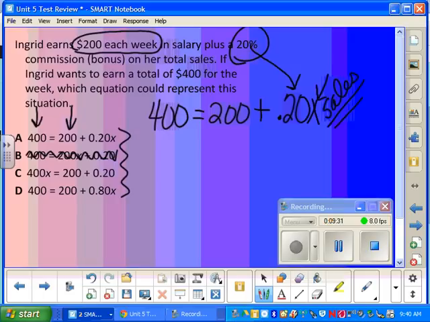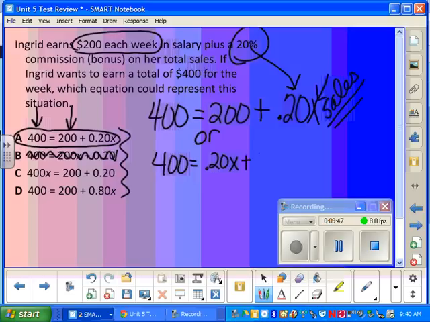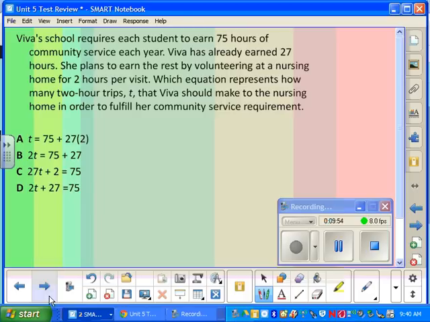Another way of writing that, and something that would maybe be more familiar to you, would be to see it as 400 equals 20% X plus that $200. Okay, either one of these would be a correct answer. Okay, on to the next question.